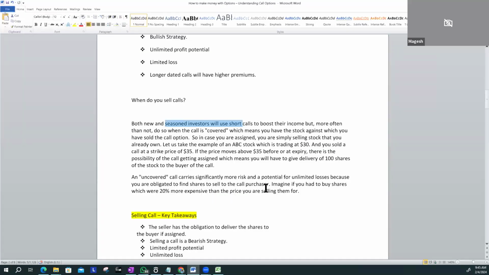Both new and seasoned, did we read this? Okay. Use short calls to boost their income, but more often than not, do so when the call is covered. This is a very good strategy. Okay, covered call. Some of you might have seen my videos. I focus more on covered calls. Let's take Google, a recent one. Not many people have seen that. I see only 30 views. So let's look at this.